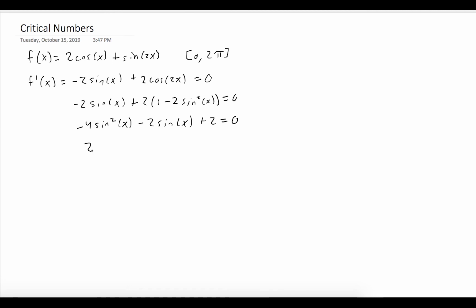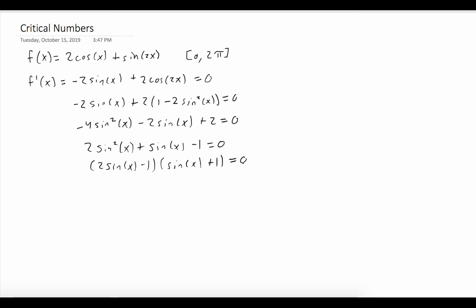We can now divide each side of the equation by negative 2. So we have 2 sine squared of x plus sine of x minus 1 equals 0. And we could factor this. So this is really 2 sine of x minus 1 times sine of x plus 1 equals 0. If you don't believe me that this is how it factors, you could just distribute this out and you'd see we'd get exactly 2 sine squared of x plus sine of x minus 1.